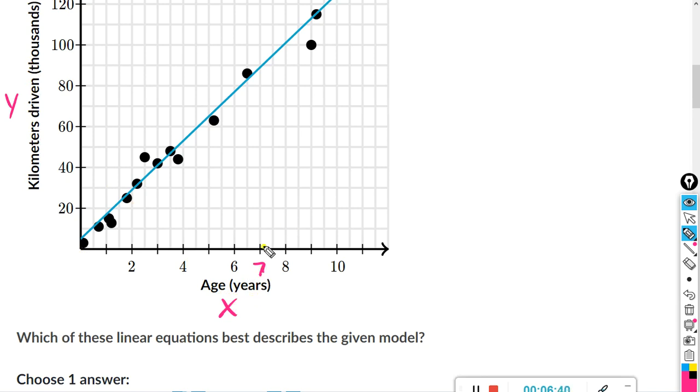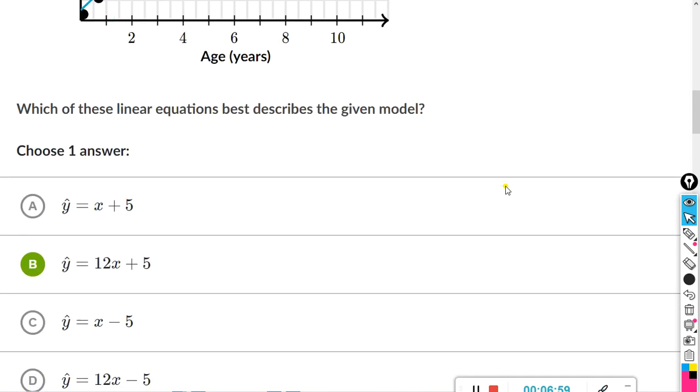Now you can look at 7 on the graph and see where it goes to the y-axis, but you need an exact number. So we can't just eyeball it. We need to use the equation. So I'm going to plug in 7 in place of x.